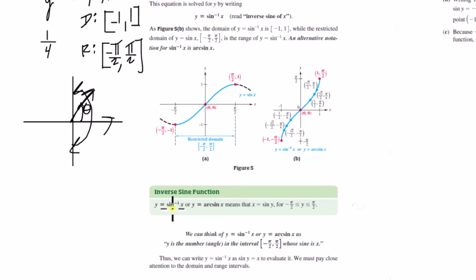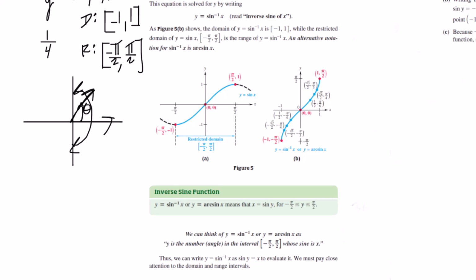Y is equal to sine inverse of x, or y is equal to arc sine of x, means that x is equal to sine of y. It's saying that you're solving for an angle. Sine of that angle equals what you inputted into the inverse sine. And the angle is going to be something between minus pi over 2 and pi over 2. That is the technical definition of the inverse sine, based on that restriction. It's only going to give you those angles between minus pi over 2 and pi over 2. But this is where it can get a little confusing.